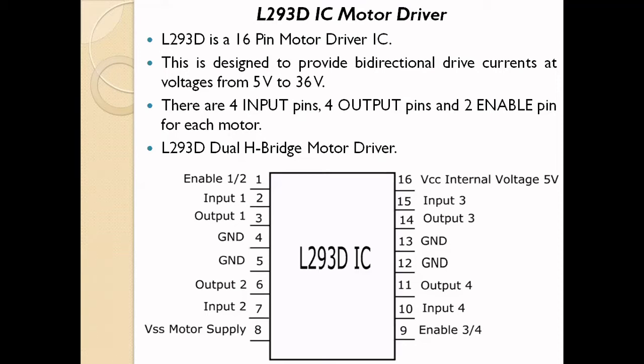The number is L293D. D represents dual, which means we can control two motors. So it is called a dual H-bridge motor driver. It consists of 4 inputs, 4 outputs and 2 enable pins. For example, take input 1 and 2. Input 1 and 2 and output 1 and 2 are controlled by enable 1 and 2. Next is input 3 and input 4, output 3 and output 4, controlled by enable 3 and 4. Next, it consists of 4 ground pins, and it requires an operating voltage and the ground pin.